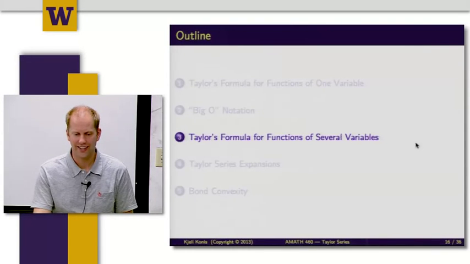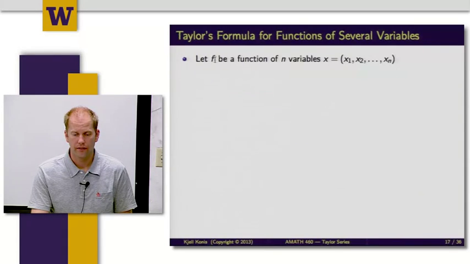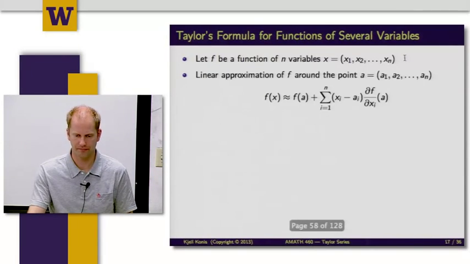So moving on, part 3 is going to be Taylor's formula for functions of several variables. Last time f was just a function of a single variable x, and now I'm going to let x be a vector. So you can think of x as x1, x2, up to xn. And f is still going to be a real valued function. So whatever comes out is, I'm assuming, scalar.